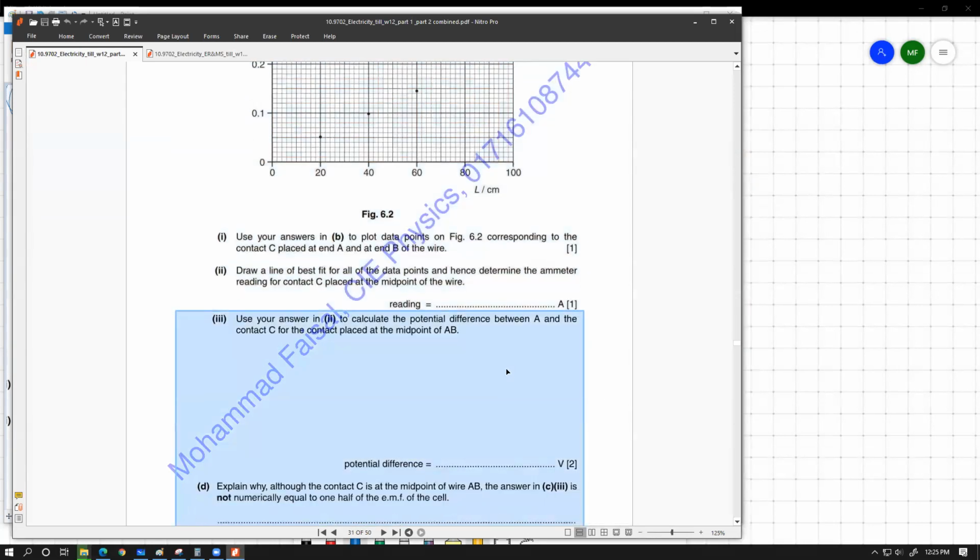Then it says further, use your answer to calculate the potential difference between B, A and the contact C for the contact placed at the midpoint of B.